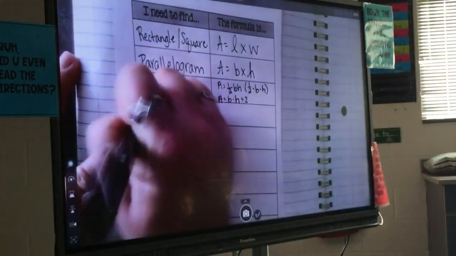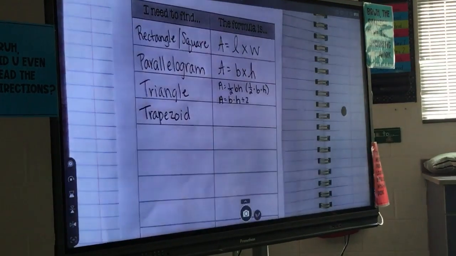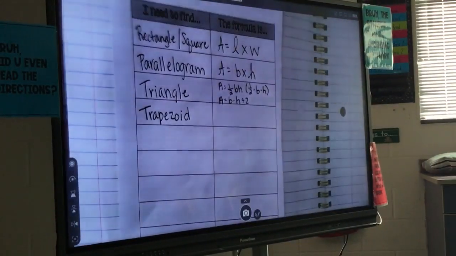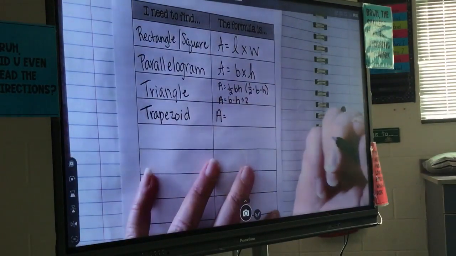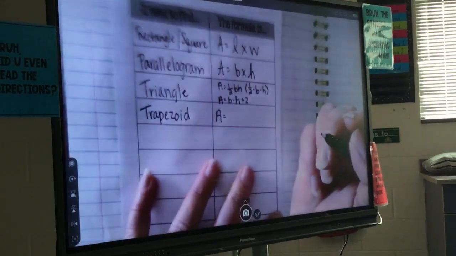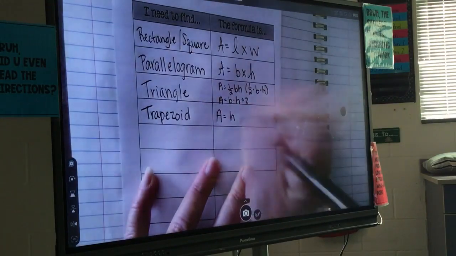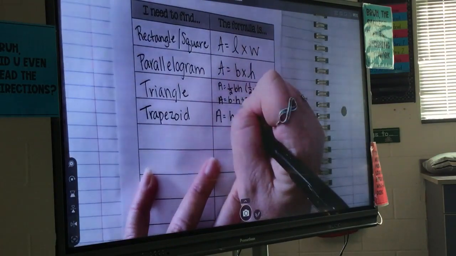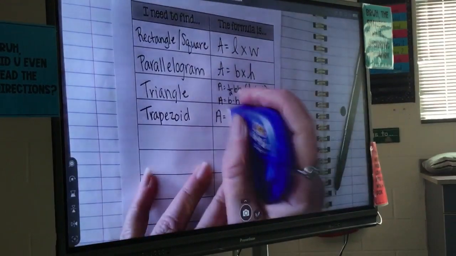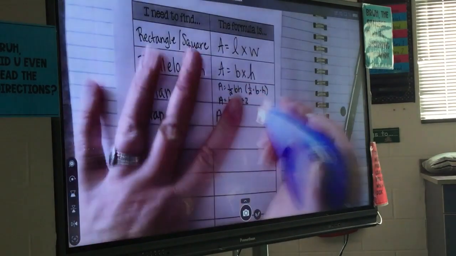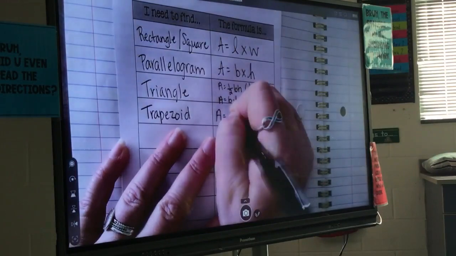And then the last one is a trapezoid. What's the formula for a trapezoid? Kira? It was height, base plus base divided by 2 times. I can't see this. Yeah, base plus base divided by 2 times height.